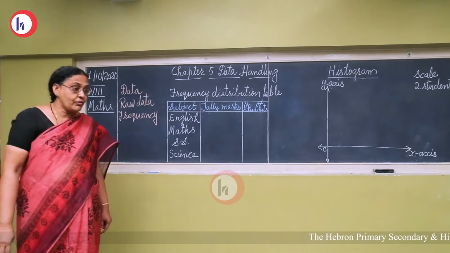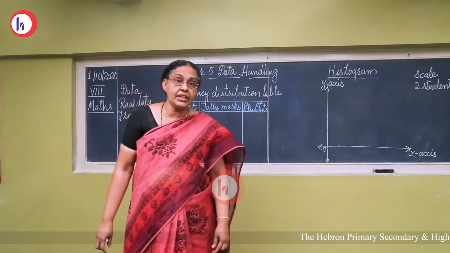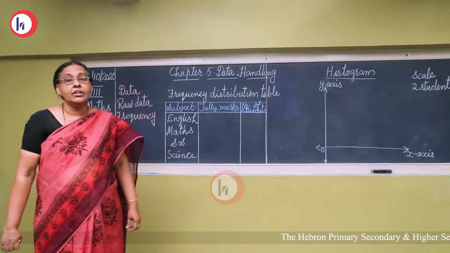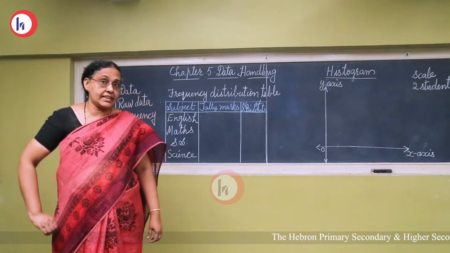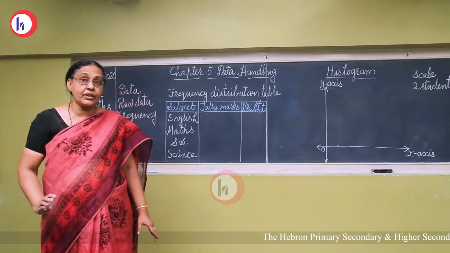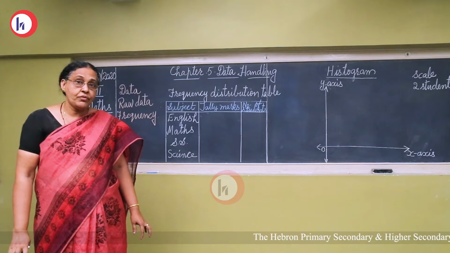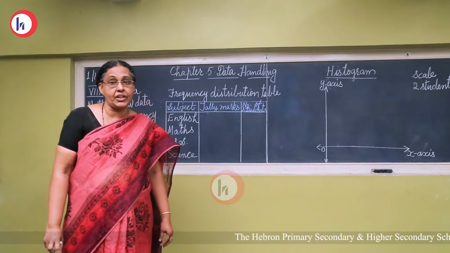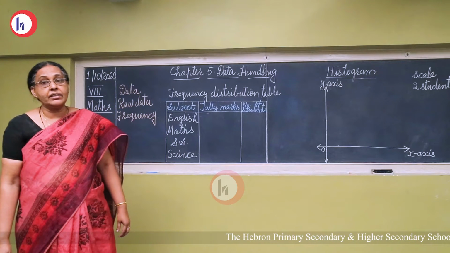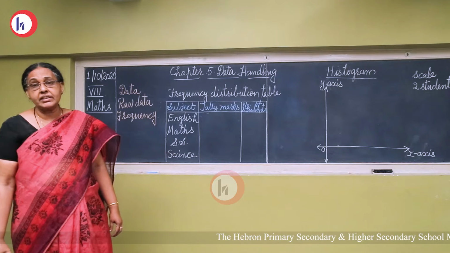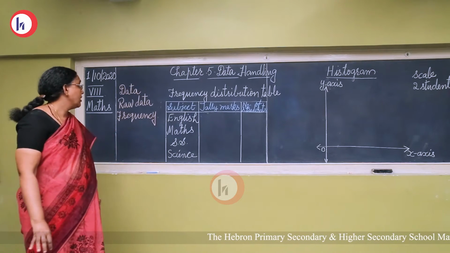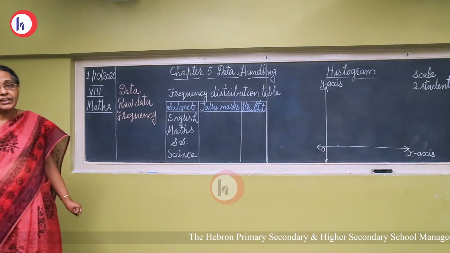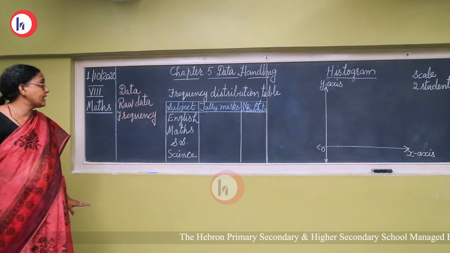Now this raw data has to be organized in a proper form, then only we can draw out the inference or result of a particular information. For that we have to systematically arrange this data. For that, one particular method is what we call a frequency distribution table. So from the given data we can make a frequency distribution table.